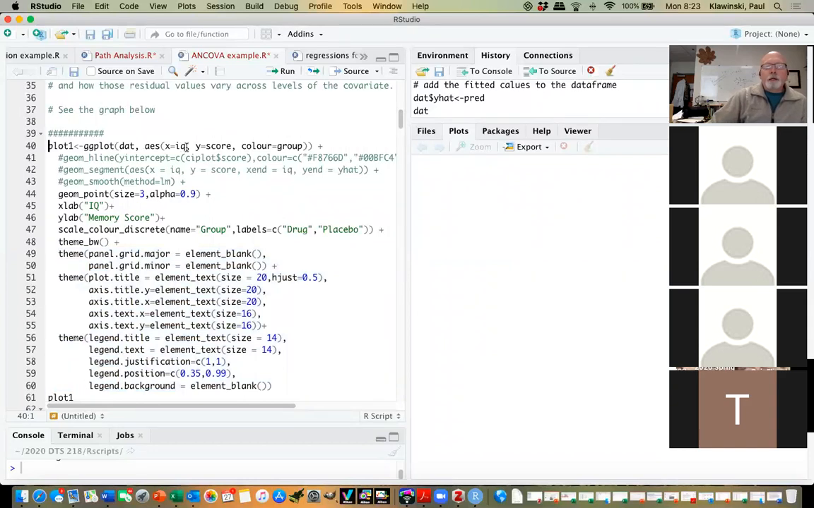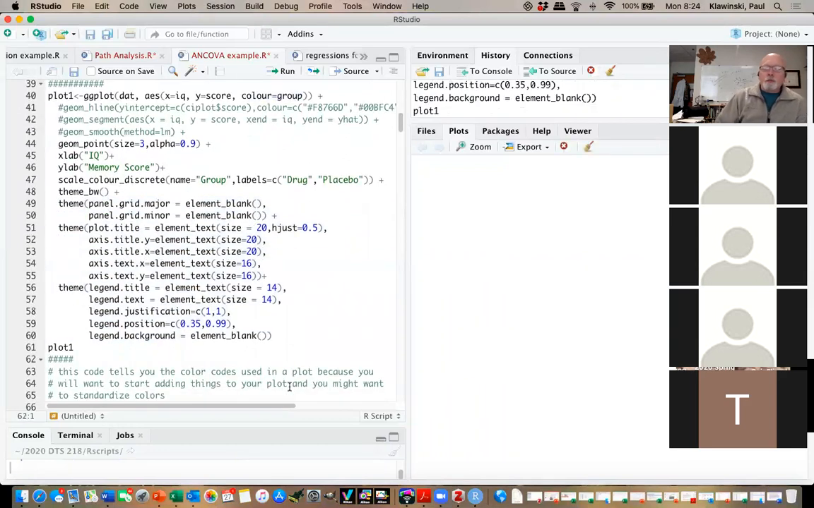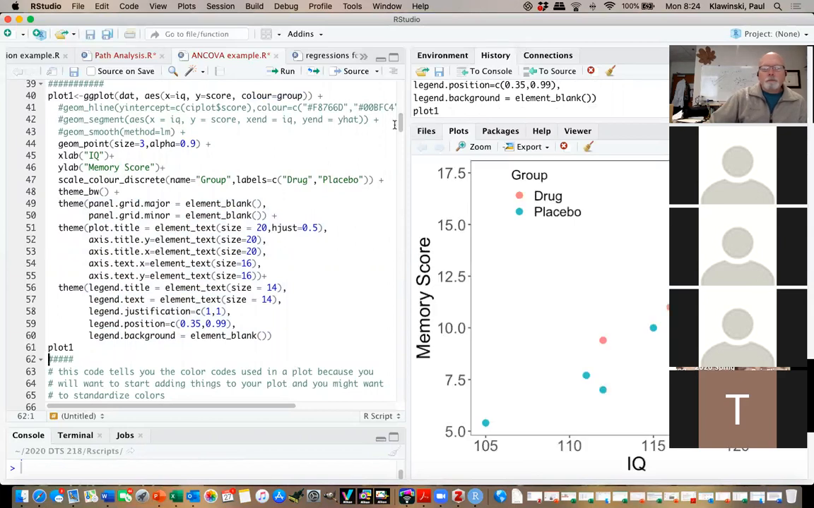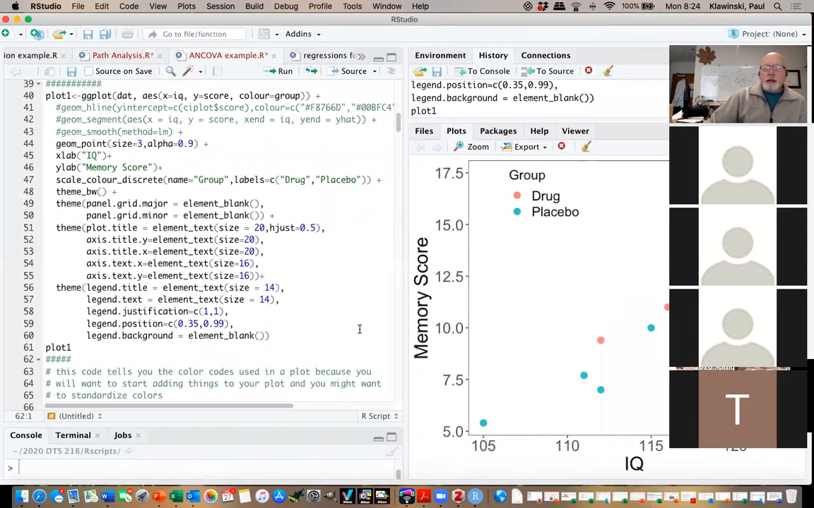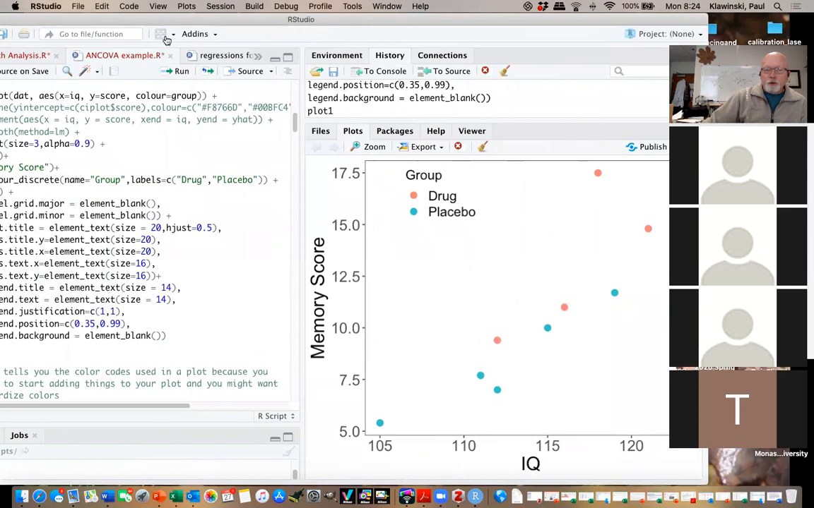So basically it's going to plot IQ on the x-axis, score on the y-axis. It's going to color the dots and the lines by group, whether it's the drug or the placebo. It's just going to make a simple scatter plot at this point. I've got some other lines in here that have been commented out because we're going to be adding them as we go. So you run this, and it gives you this plot. And so you can see that as IQ increases, so does memory score, and it increases whether you are in the drug group, which is the pink dots, or the placebo group, which is the blue dots. And that tells you that you should probably be using an analysis of covariance.